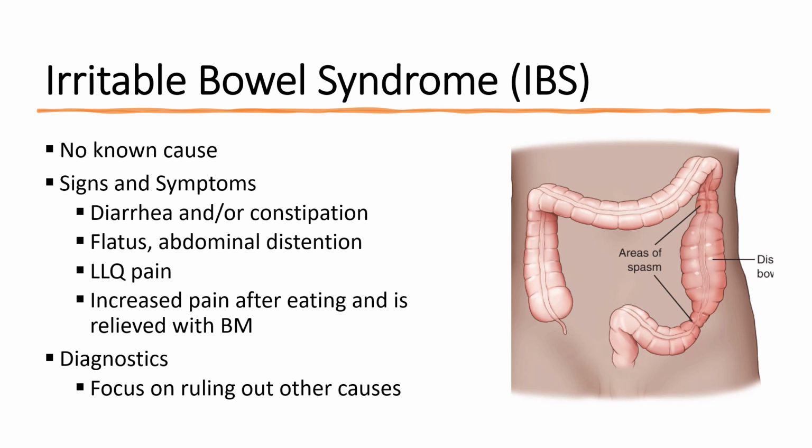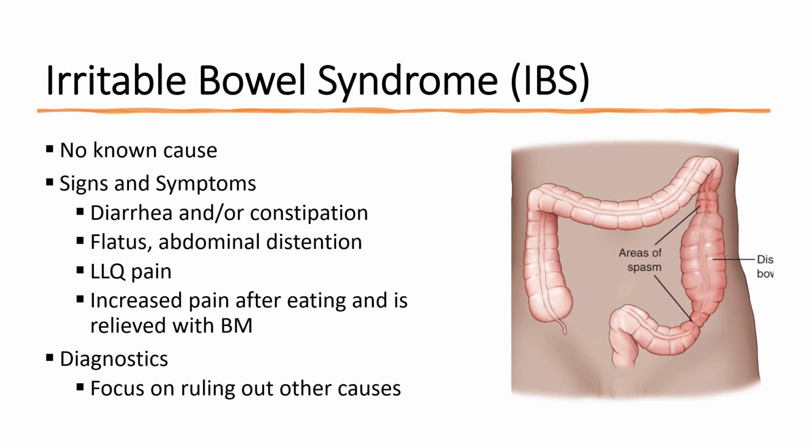Patients with IBS usually complain of diarrhea and or constipation. So sometimes it's, oh, I have diarrhea really, really bad, or oh, I'm always constipated. Then there's other patients that are like, I have diarrhea, then I'm constipated. So it's like alternating bouts. Commonly associated with IBS is left lower quadrant pain and abdominal distension. They also might complain of gas. Pain usually increases after eating, but it's relieved by bowel movements.